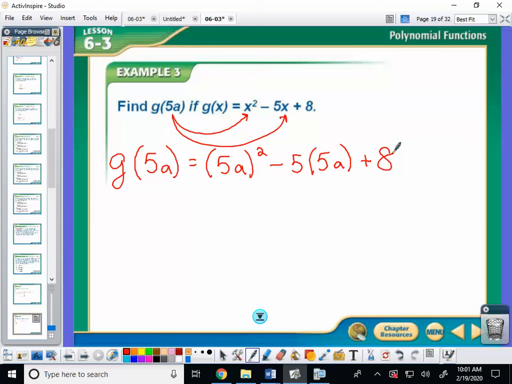Now we have to remember our exponent rules, and we have to remember how to simplify polynomials moving forward. In that first term, I have the quantity of 5a squared. We know our exponent rules tell us to square everything inside, correct? So 5 squared is 25, and a squared is just a squared. Negative 5 times 5a is negative 25a plus 8. Do we have any like terms that we could further combine? No, this is our answer.